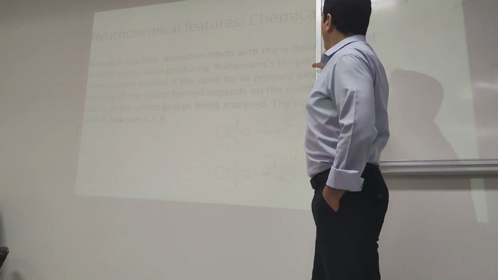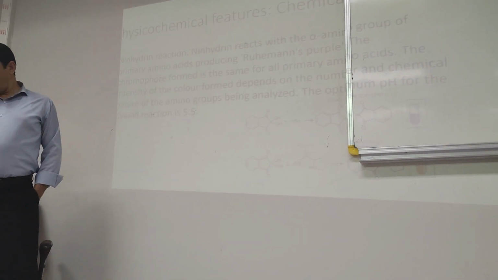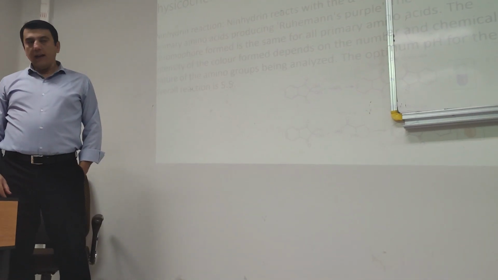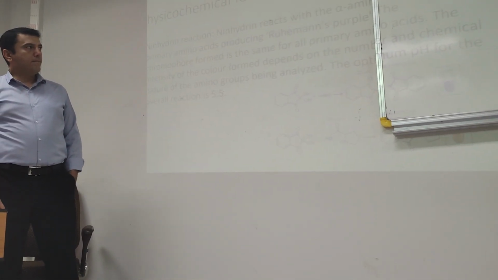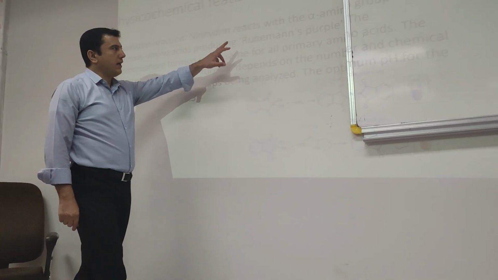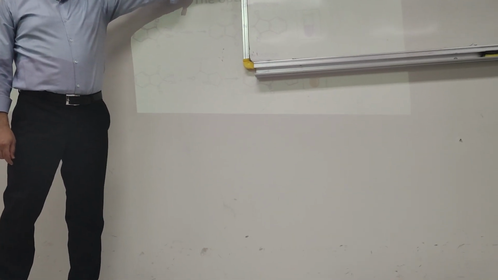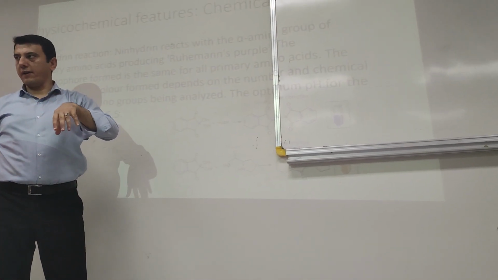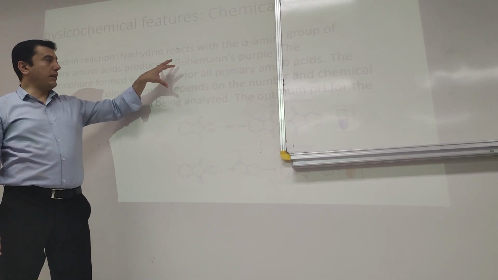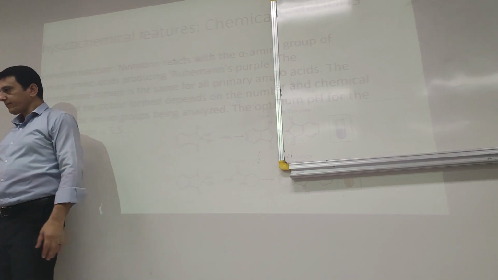Ninhydrin reacts with alpha amino groups in primary amino acids. The color which is produced is Ruhemann's purple. The name of the color that is produced is Ruhemann's purple.